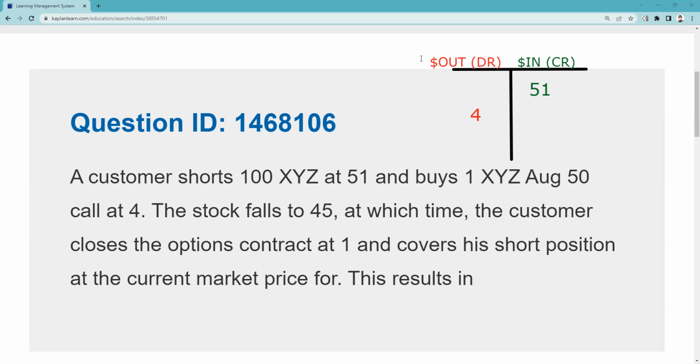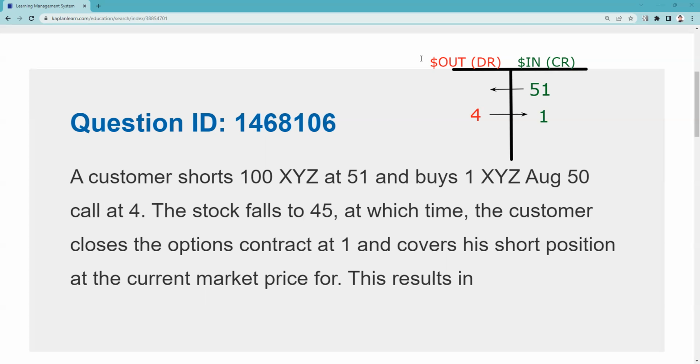The stock falls to 45, at which time the customer closes the contract at 1. You should know that when we do an opening purchase, so we did an opening purchase at 4, the offset is going to be a closing sale. Here they're telling me we close it out at 1, so we're going to put our 1 in there.